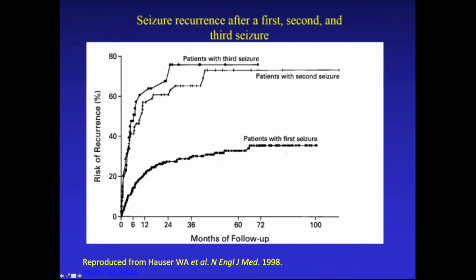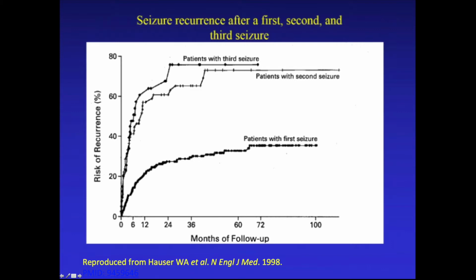Now this is an old study of mine, and it just shows what happens when someone has a single seizure. And you can see the lower curve here shows recurrence risks, and we go out to 100 months, and in this particular situation, in a heterogeneous group with a first seizure, about 37% had recurrence. Whereas after 2 seizures or after a 3rd seizure, you can see that between 75 and close to 80% of people have further seizures.